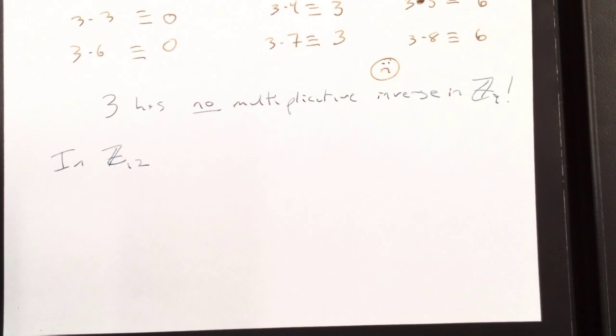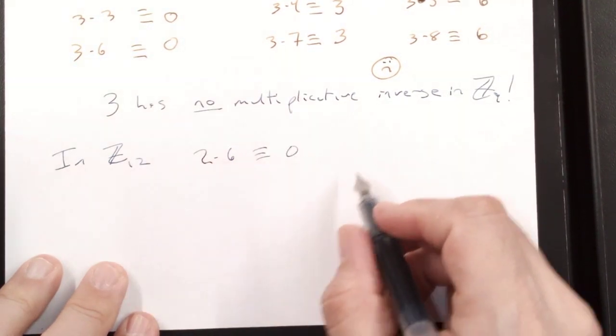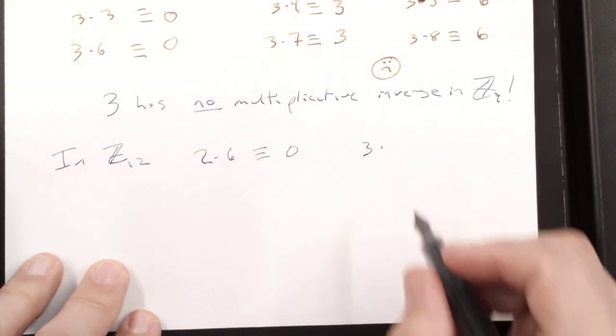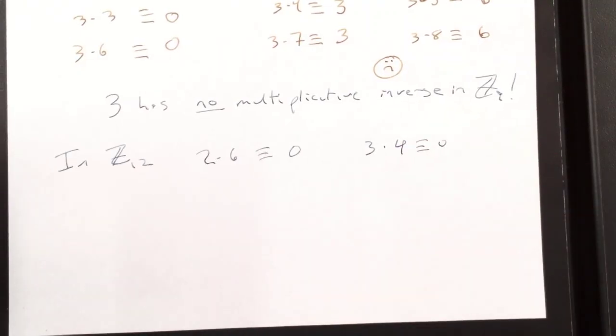So let me see if I can find things that when I multiply them together, I get 0 mod 12. But neither number is 0. 2 times something equals 12. Okay, so 2 times 6 is congruent to 0. What about 3? Well, 6 then works. What about 8?